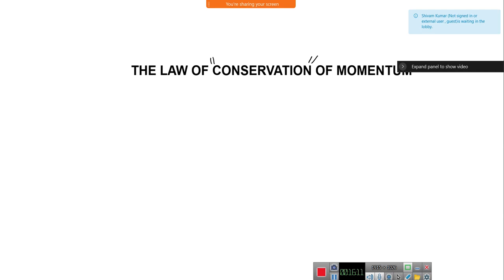What do you mean by conservation? What is the meaning of conservation? Can you tell me? Saving, sir. Protecting. To protect, to preserve, not to destroy, right? Not to destroy. Okay, that is the meaning of conservation. The law of conservation of momentum, momentum not to be destroyed, that's what it speaks. Momentum will not be destroyed, right?